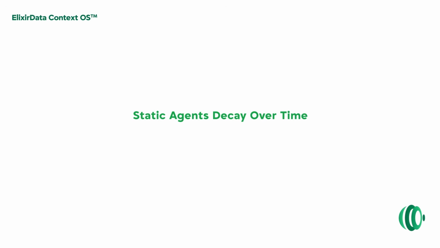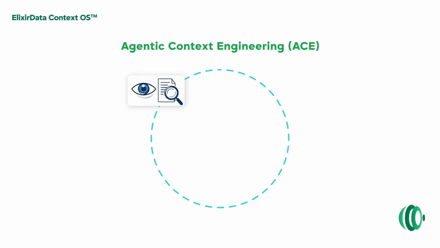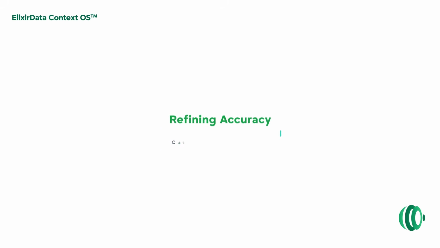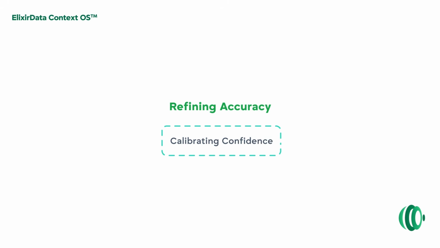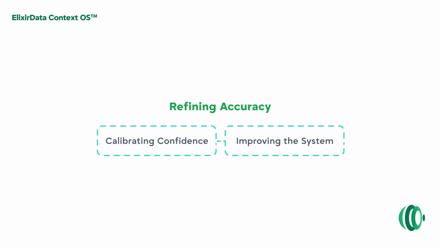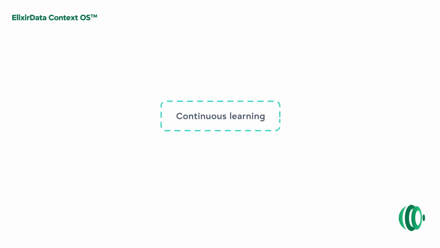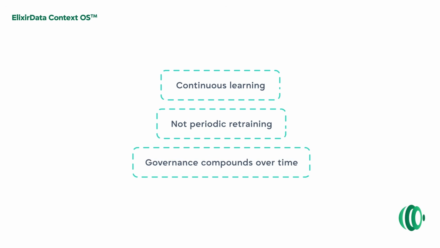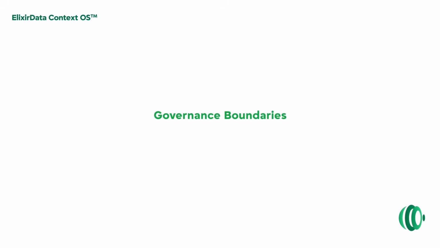Static agents decay over time. Regulations, systems, and risk profiles evolve. ContextOS implements Agentic Context Engineering (ACE) principles for continuous agent improvement. Feedback loops refine accuracy. Outcomes calibrate confidence. Every interaction improves the system. This is continuous learning, not periodic retraining. Governance compounds over time.